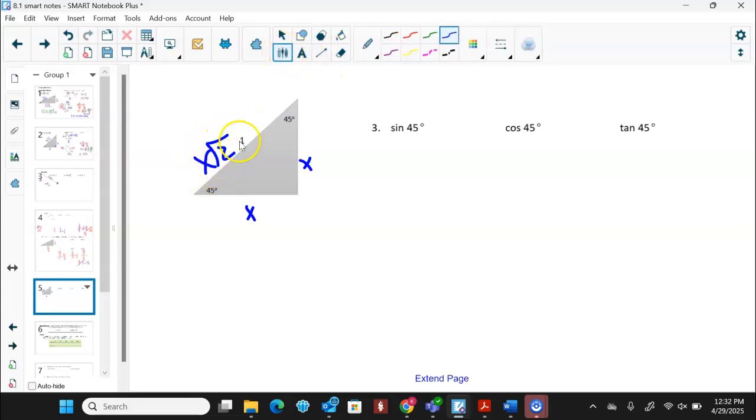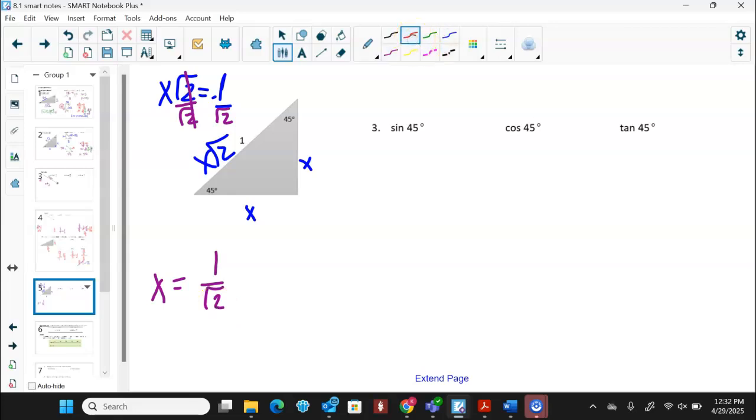x root 2, okay? So that means we are going to take this and equal it to each other. x root 2 equals 1. To figure out what x is, we're going to divide by root 2. So x will equal 1 over root 2.